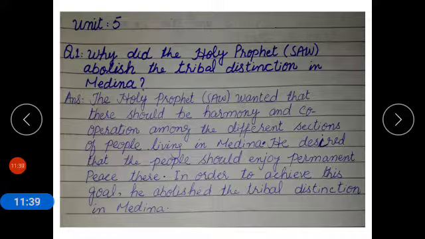Now coming to question number 1, unit number 5. Why did the Holy Prophet sallallahu alaihi wasallam abolish the tribal distinction in Medina? The Holy Prophet sallallahu alaihi wasallam wanted that there should be harmony and cooperation among the different sections of people living in Medina. He desired that the people should enjoy permanent peace there. In order to achieve this goal, he abolished the tribal distinction in Medina.